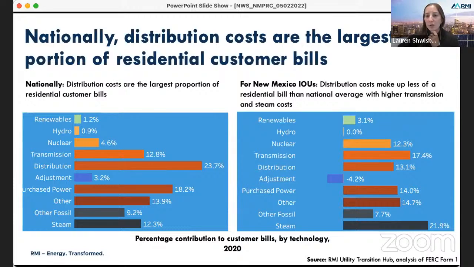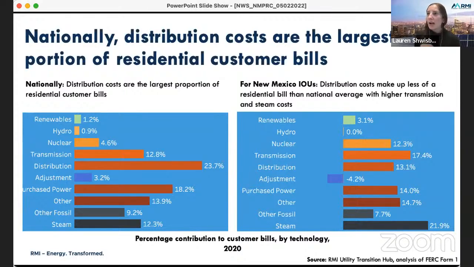So to bring this down to the household level really quickly, I just wanted to share what this looks like on residential bills in 2020. So nationally, the distribution system is actually the largest line item on a household electricity bill. So it makes up about 24% when we look across investor-owned utilities across the country. This data that I've shared here is from an RMI data portal called the Utility Transition Hub, which really is drawing from FERC Form 1 data.